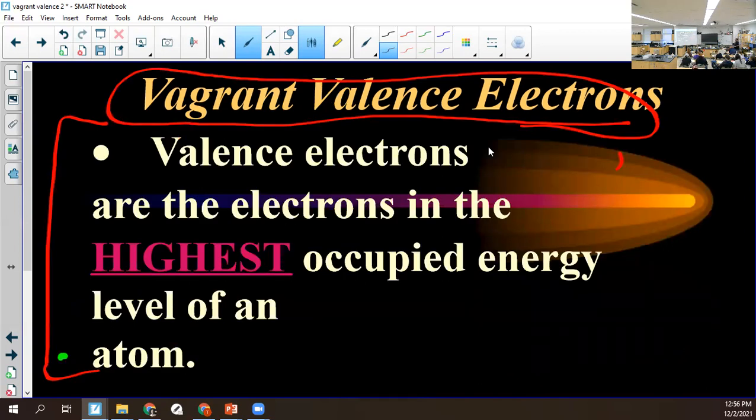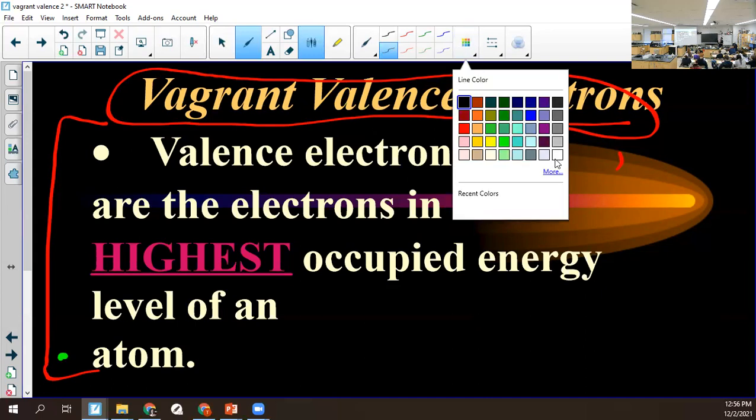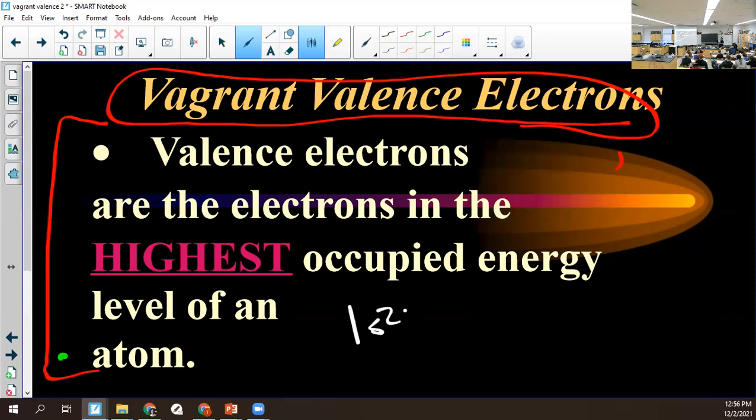Valence electrons are the electrons in the highest occupied energy level of an atom. Last time, we did all this business, like 1s2, 2s2, 2p6, 3s1. Sound familiar? 3s1: the 3 means it's in the third row. S means it's on the left side, and 1 means it's 1 over. So what atom are we talking about?